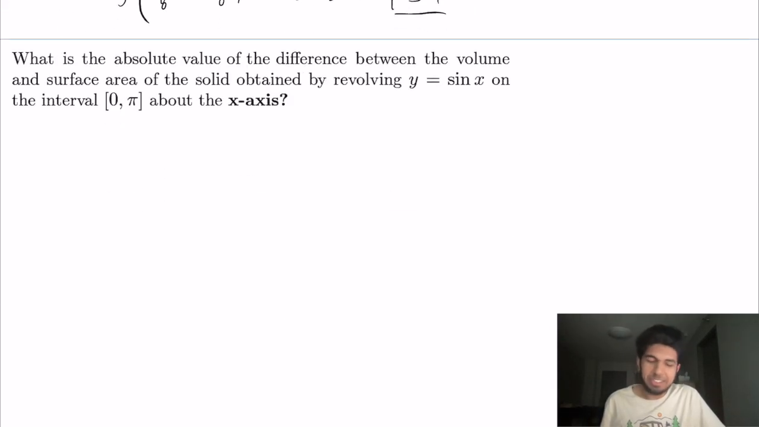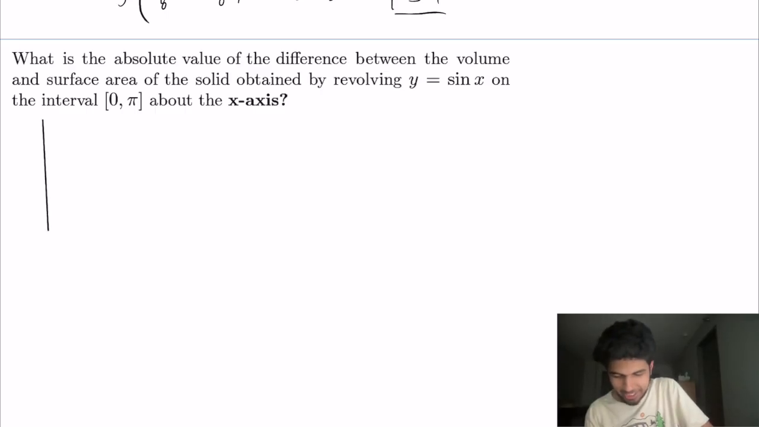What's the absolute value of the difference between the volume and surface area of the solid obtained by revolving y equals sine of x on the interval 0 to pi about the x-axis? So you're probably like, oh gosh, now I have to do two things, volume and surface area. It's not that bad, trust me.